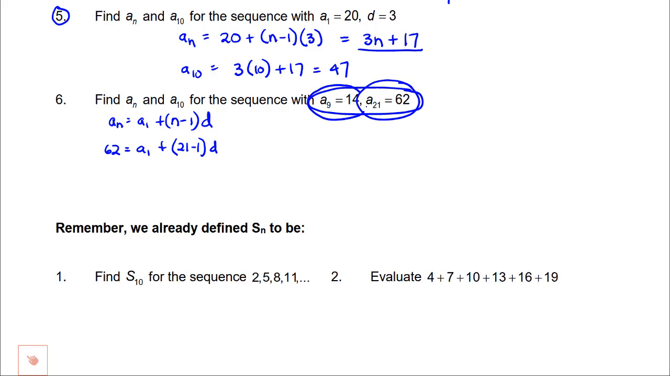Let's take the 9th term. Who is the 9th term? 14. We don't know the first term. Who is 14? 9th term. And so we get 62 equals A sub 1 plus 20d. And 14 equals A sub 1 plus 8d.